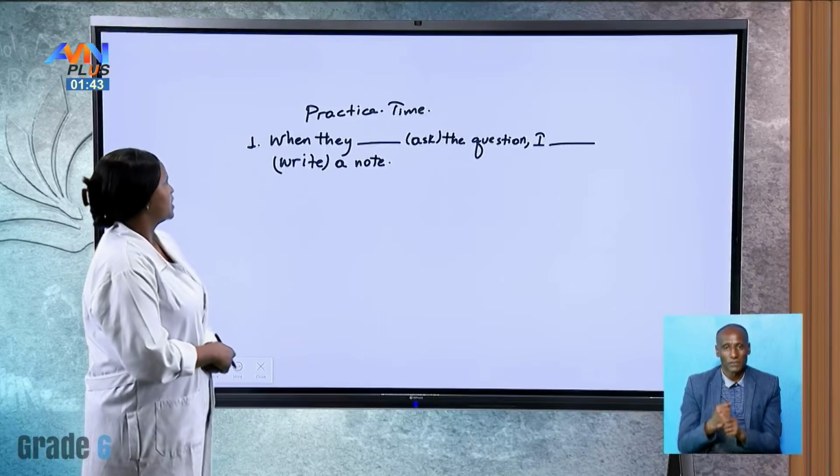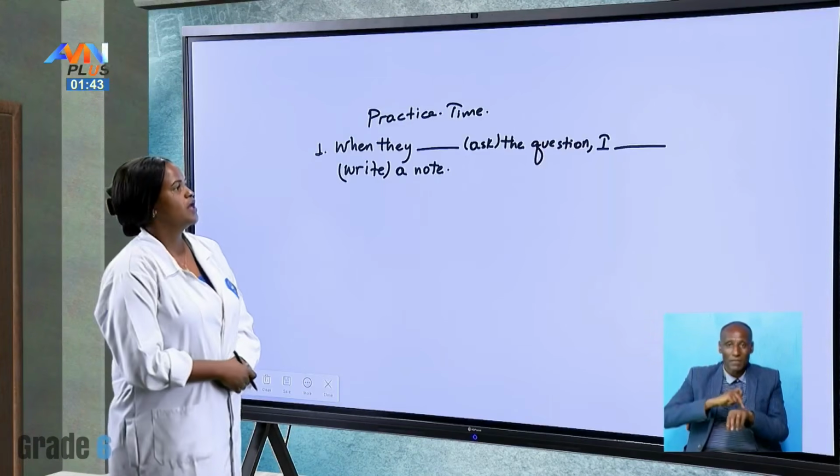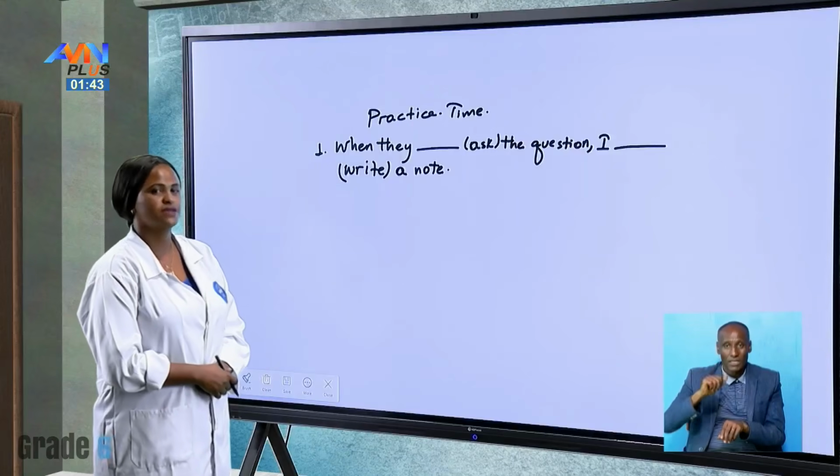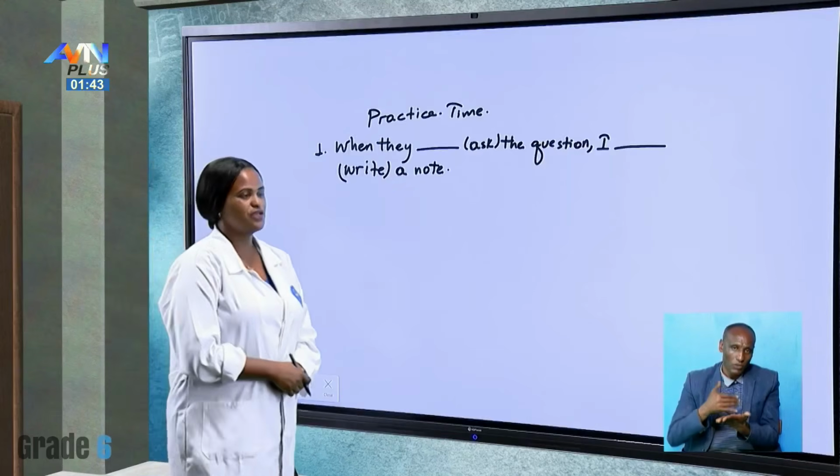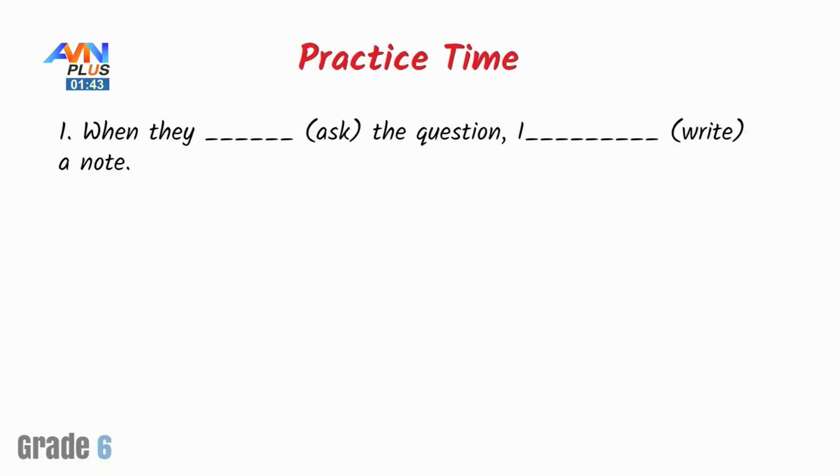Let's do this. When they blank ask the question, I blank write a note. How do you think that we better make the verbs in brackets? Let me give you a few more seconds. Be careful and remember the action. Try to identify which one is a long action and which one is shorter. And try to focus on the conjunction that I used in the sentence. Okay? Try it. Show your answers to your parents or your friends or people around you. When they blank ask the question, I blank write a note.